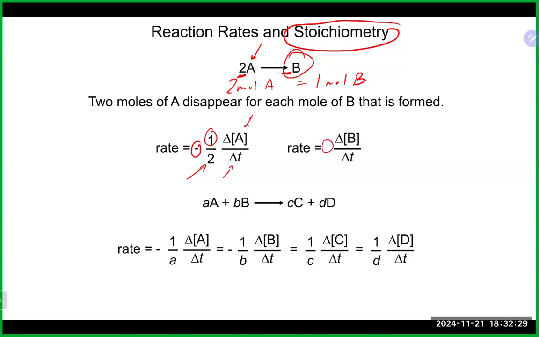The coefficient on our product is 1, which means basically that's 1 over 1, which is equal to 1. And that's why there's really nothing there. You don't have to write 1 over 1 because it's obviously just going to equal 1 in this case.